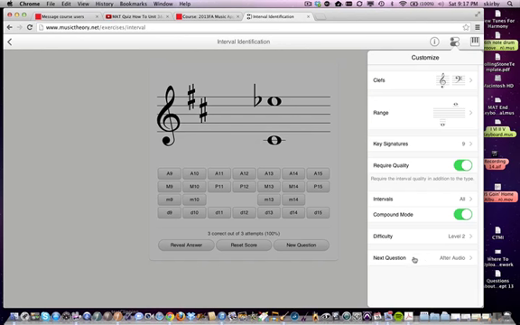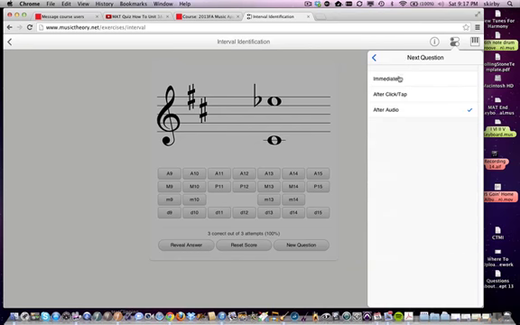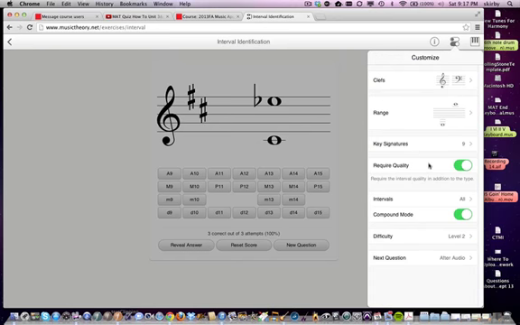And then you can set this up in different ways. You can have the next question come immediately, or after you click or tap if you want to think about it, or it can come right after it plays the audio of the right answer. So those are the suggested settings for the intervals.